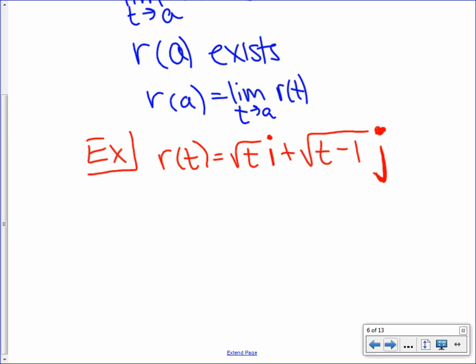What point are we trying to find? I want to know where this is continuous. I believe this is continuous at point 1, 2. Oh, well, we need a value.